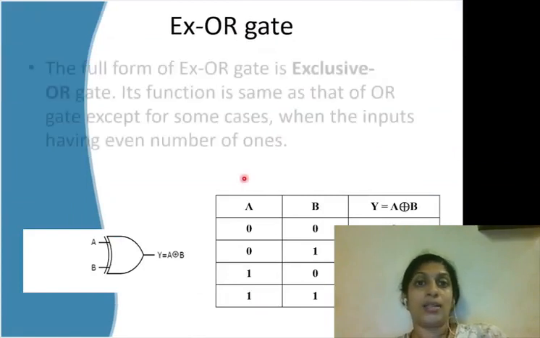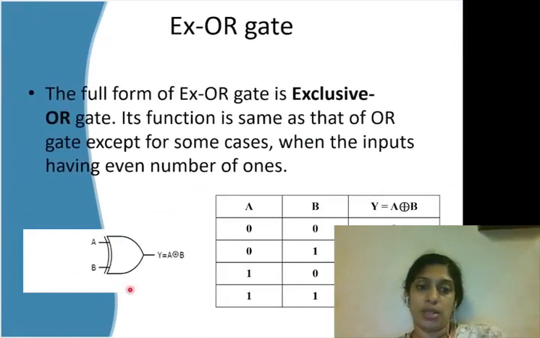XOR is an exclusive OR gate. This is the logic symbol for the XOR gate, and this is considered the XOR symbol. Exclusive, that is if the two inputs are similar, that is if both are 0 or 1, then the output will be 0. In the other two cases, that is if one input is 0 and one is 1, the output will be high.